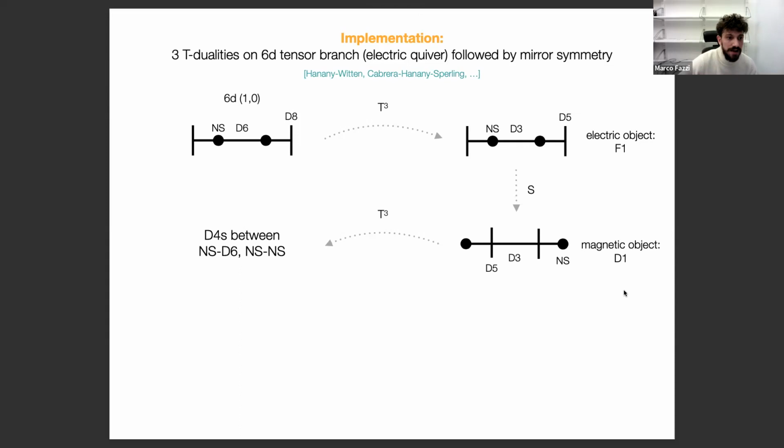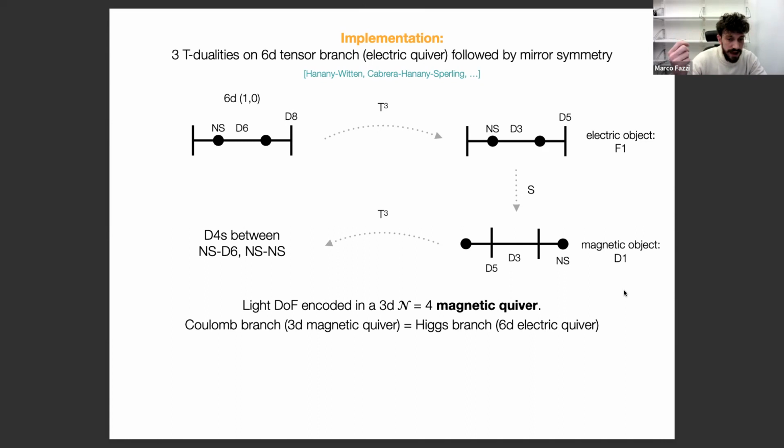And if I take 3D dualities back, I discover that the objects I have to consider to read off the magnetic version, in some sense, of the 6D electric quiver are D4 branes that can be stretched between NS5 and D6, and NS5 and NS5 again. So the light degrees of freedom, the BPS massless states, if you want, are encoded in a 3D N=4 quiver that has been dubbed the magnetic quiver.